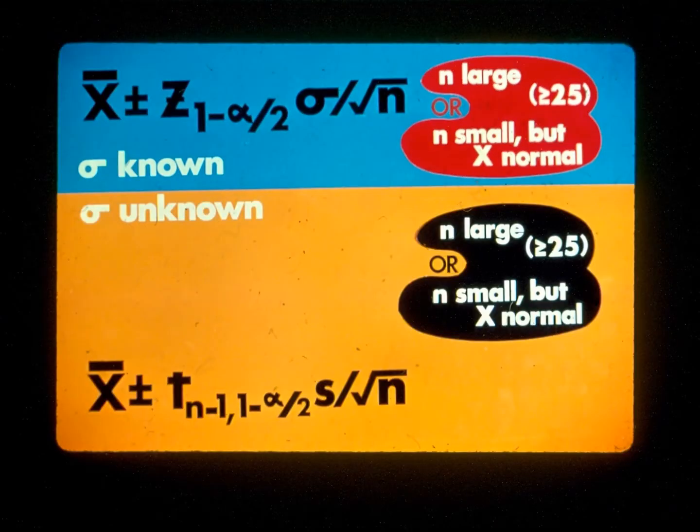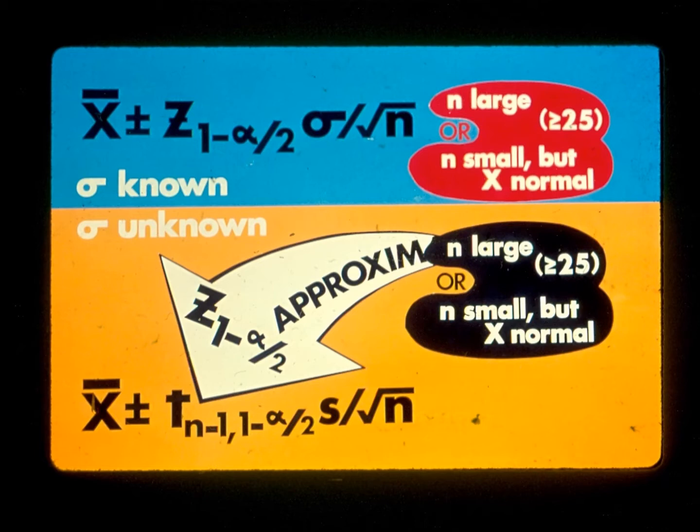In contrast, we show below the confidence interval formula for sigma unknown. More specifically, if n is large, again say 25 or more, and sigma is unknown, then the appropriate confidence interval formula involves the t distribution and is given by x bar plus or minus t sub n minus 1 comma 1 minus alpha over 2 times s over the square root of n. This formula is also appropriate when sigma is unknown but n is small, provided that the variable x is approximately normally distributed.